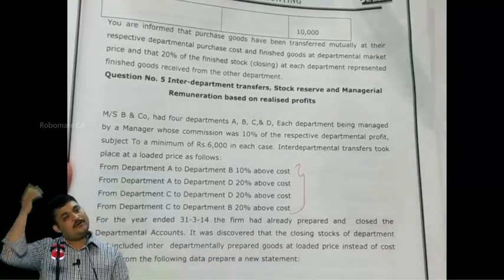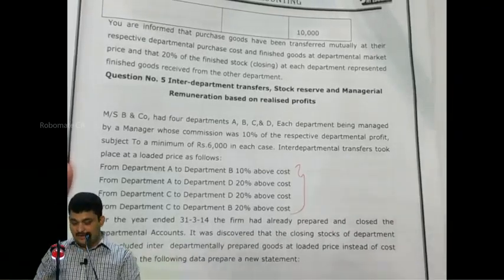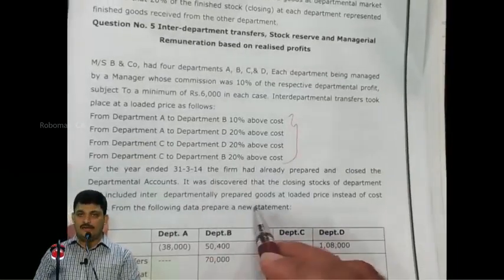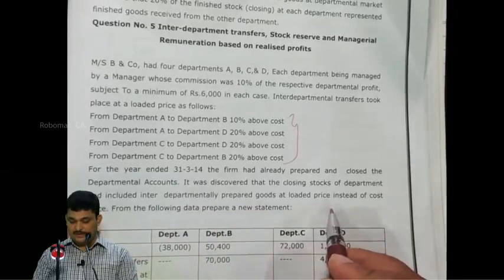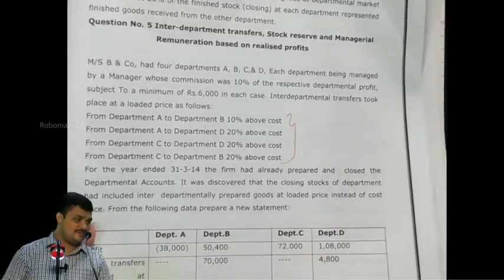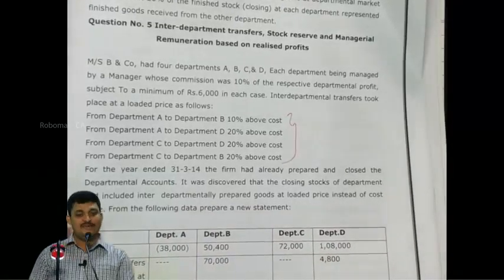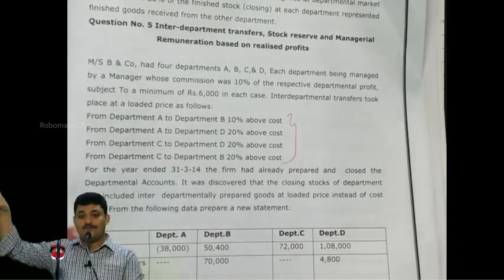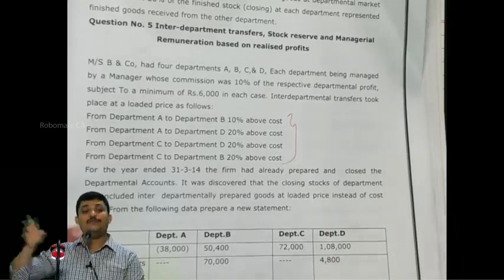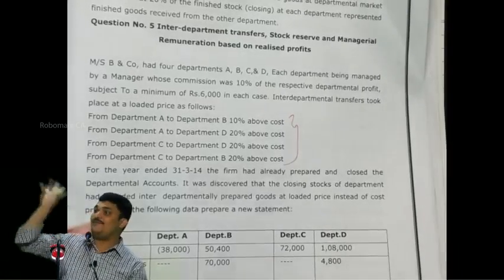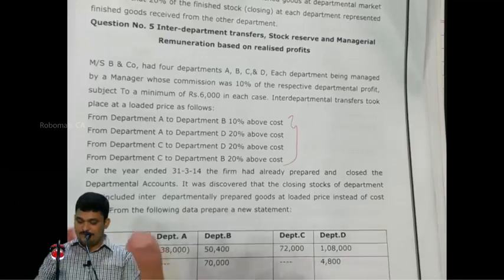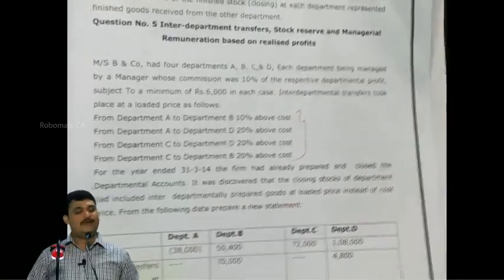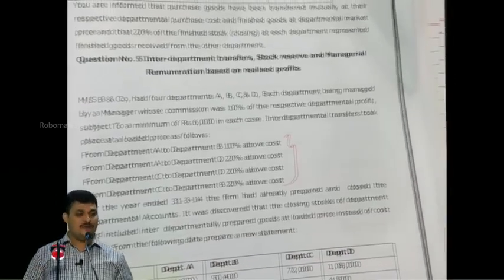Departmental accounts already they have closed. Later on they discovered that closing stock of departments has included interdepartmental goods at loaded price instead of cost price. Are you following? Now we need to identify such stock reserve included in the stock of transferee departments and it will be removed from transferor's profit. They are asking you to prepare a new statement. New statement means they want you to show a statement showing revised profit.